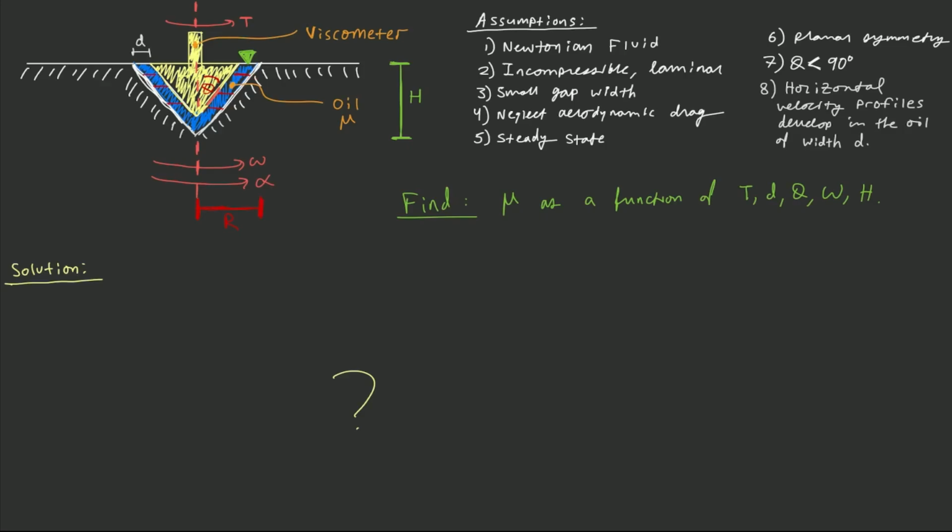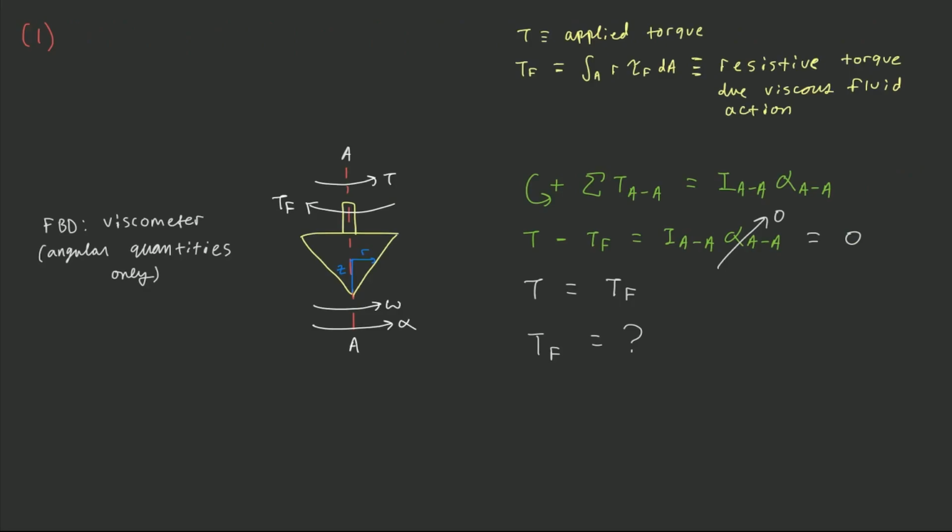Okay, the objective of this problem is to express mu, the dynamic viscosity of the oil that we're testing, as a function of known variables. So as a function of T, d, theta, omega, and h. The first step of this problem is we draw a free body diagram of the viscometer where we're only going to express angular quantities.